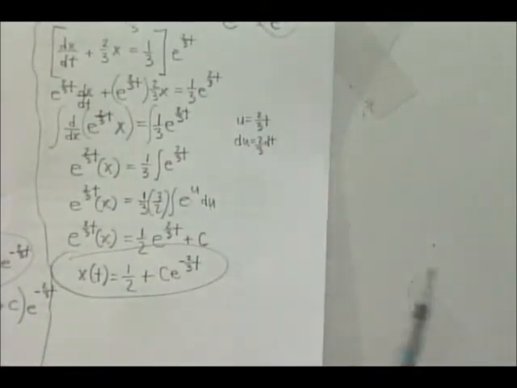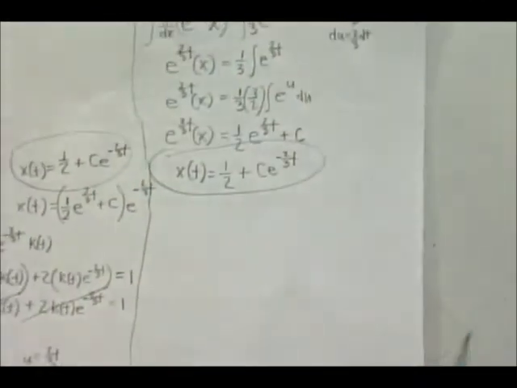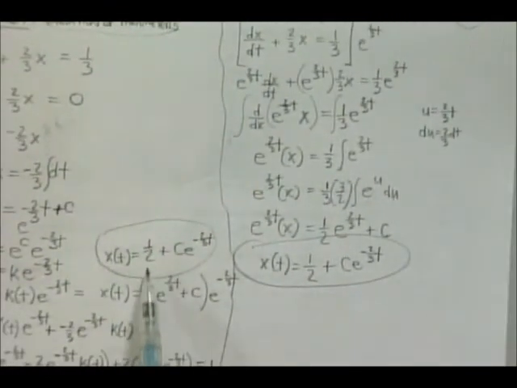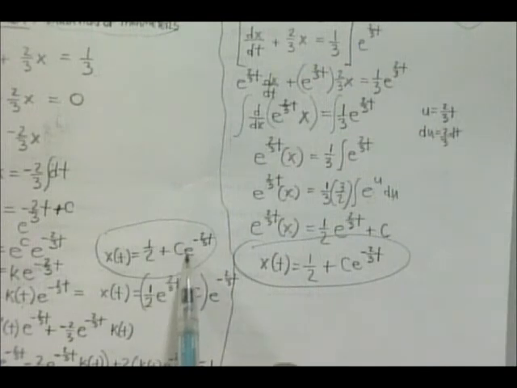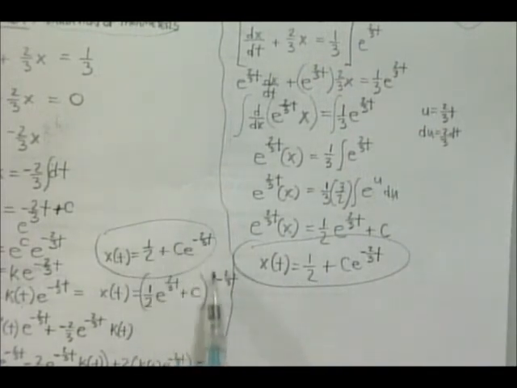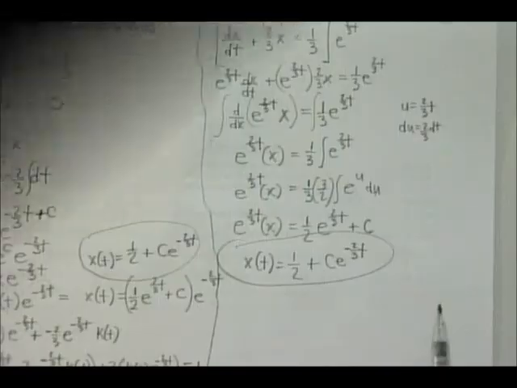Now, I'm checking, and it turns out that I didn't get the same answer. Actually, I did, right here. I got x equal to 1/2 plus c e to the negative 2/3 t, and here I got 1/2 plus c e to the negative 2/3 t. Mastery level.